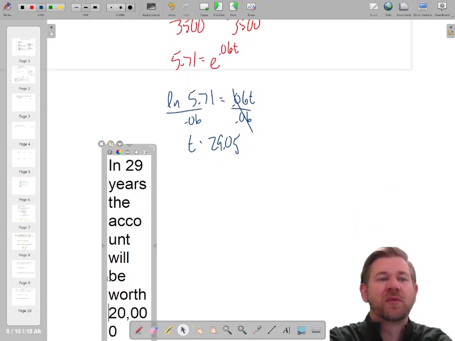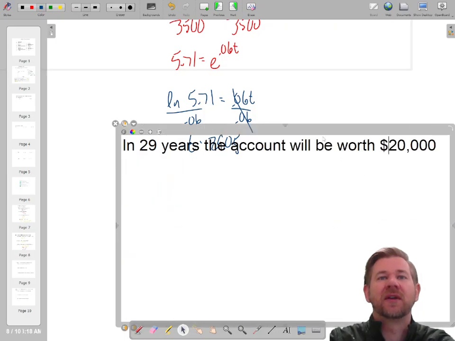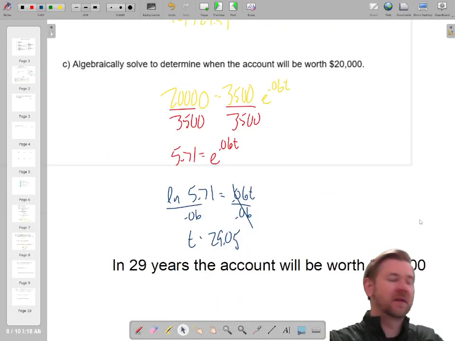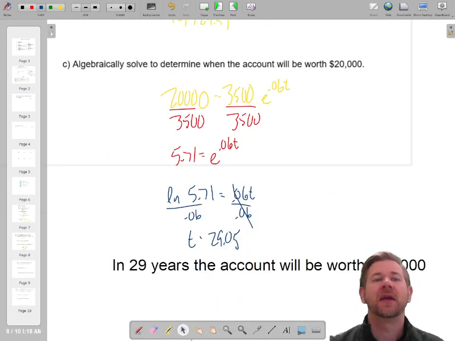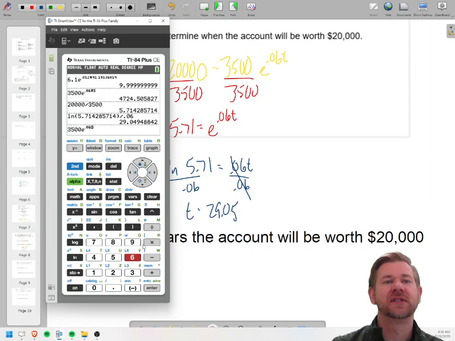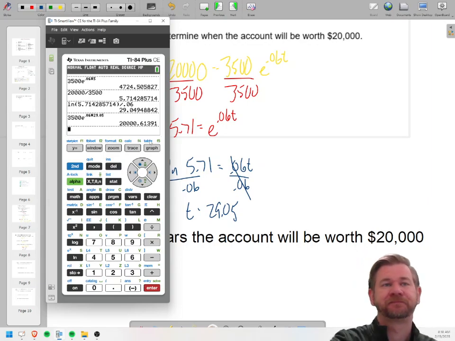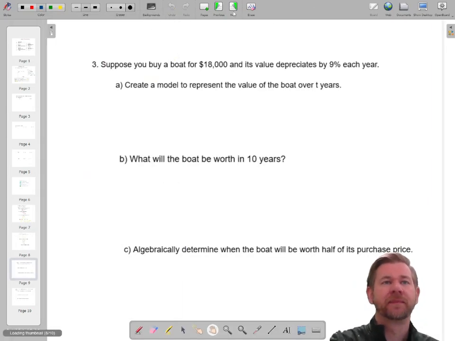It's always good with a word problem, you want to use a sentence to answer your question. And I can't write very well, so I'll use my keyboard. Now, again, it's a good idea to check your answer. 3,500 e to the 0.06 times, and I'll type in 29.05, and it should be really close to 20,000. And it is, right there, 61 cents extra. Sweet. Okay. Let's do a couple more.